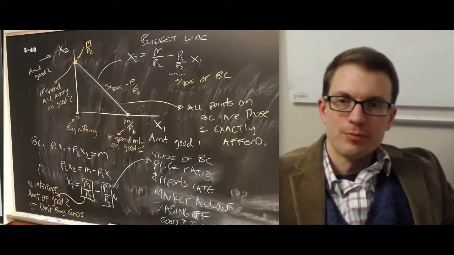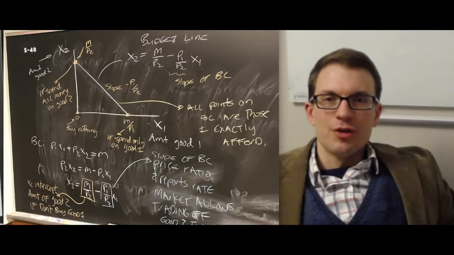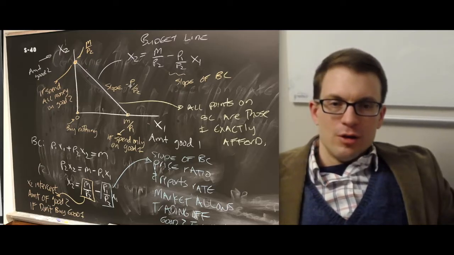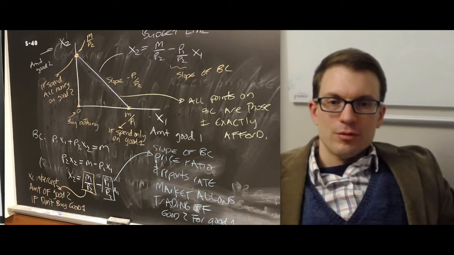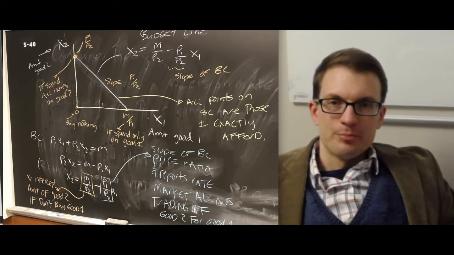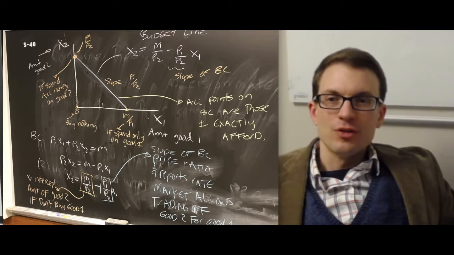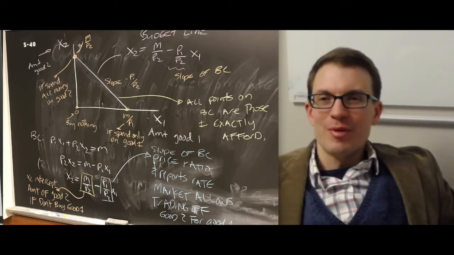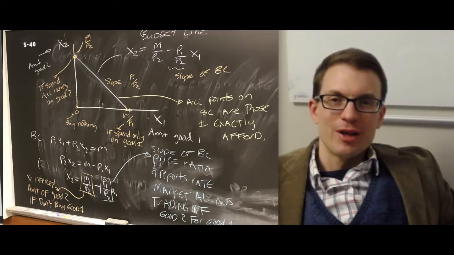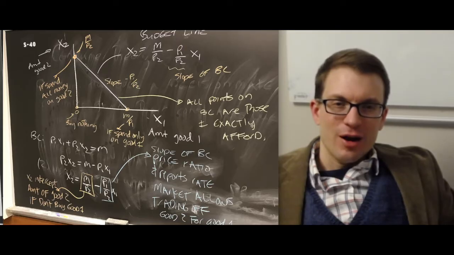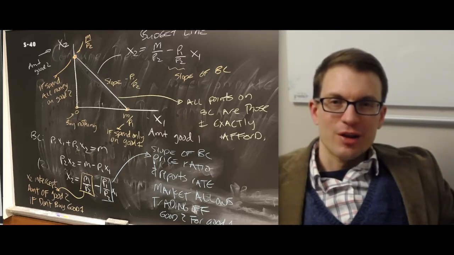money available. Okay, so here I illustrated on the board. So if you buy nothing, we're right here. If you spend all your money on good 2, you're here. If you spend all your money on good 1, you're here. All the points on the budget line are exactly those I can exactly afford.